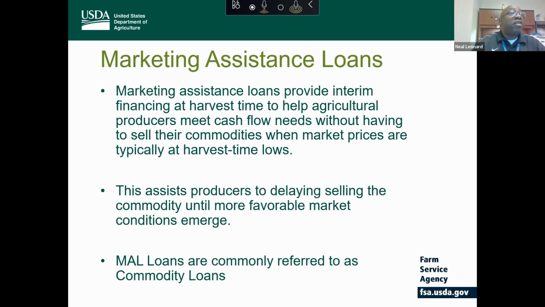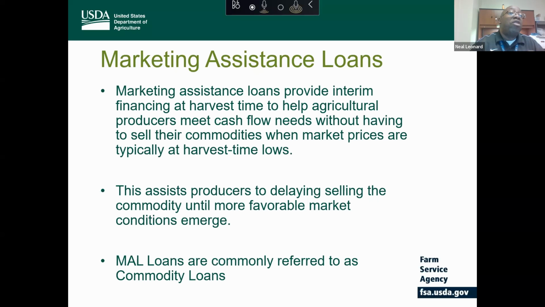And I'm going to read off this particular PowerPoint here. It says marketing assistance loan. Marketing assistance loans provide interim financing at harvest time to help agricultural producers meet cash flow needs without having to sell their commodities when market prices are typically at harvest time lows. This assists producers to delay selling the commodity until more favorable market conditions emerge. MAL loans are commonly referred to as commodity loans.